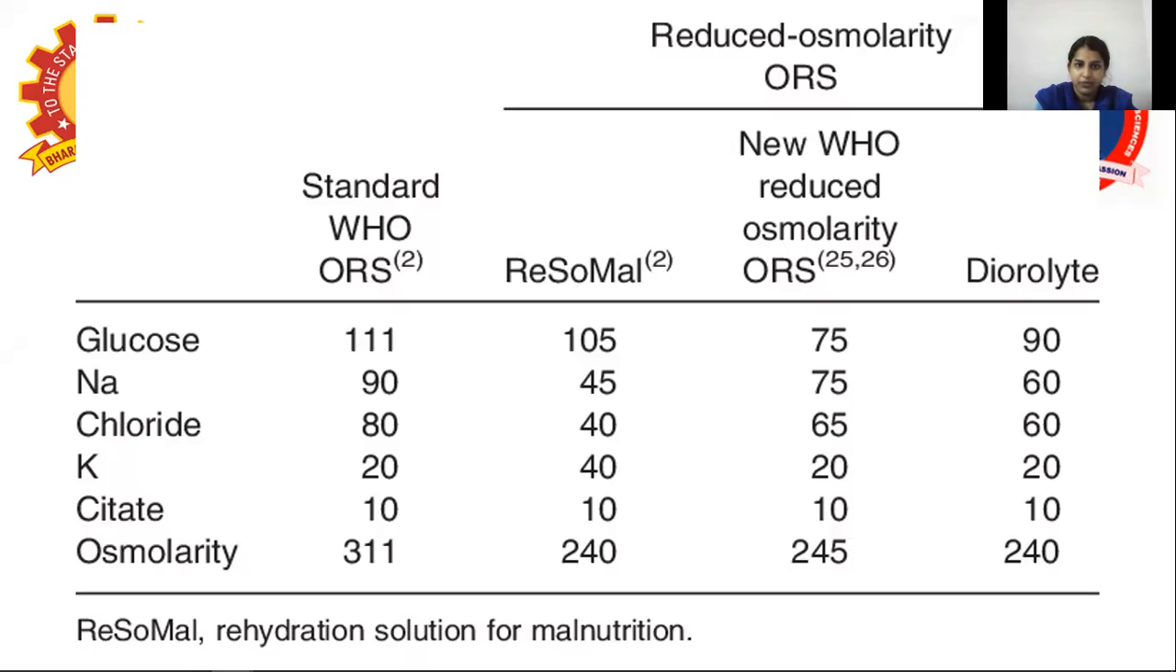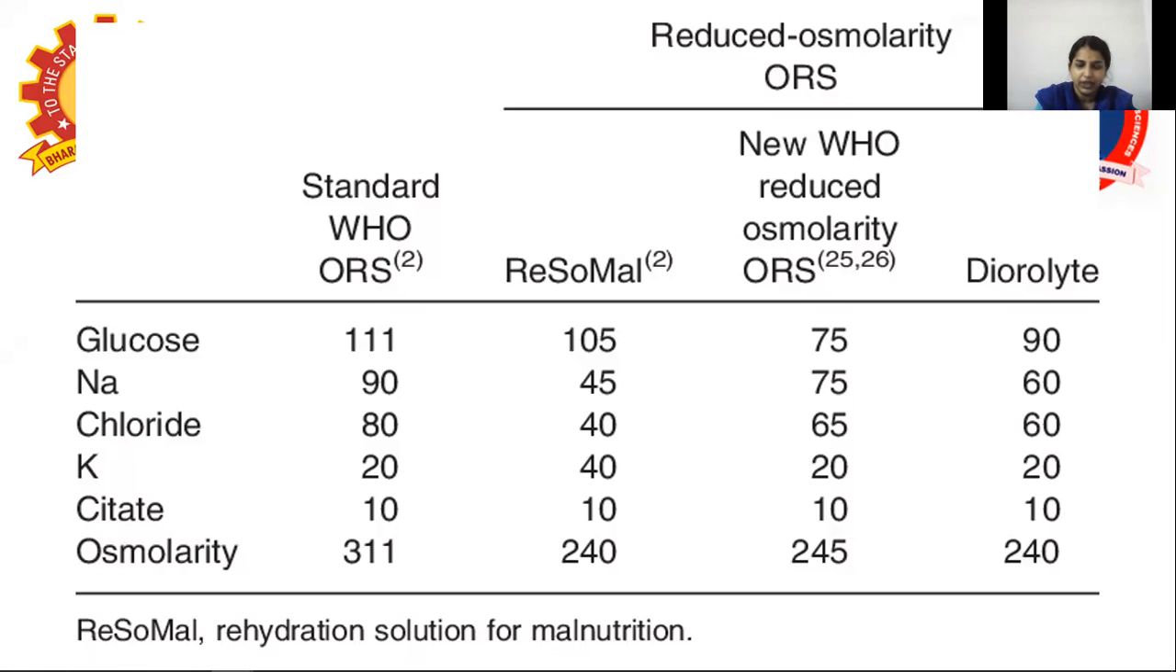So, what is the composition of the ORS that is available? Initially, the standard ORS had an osmolality of about 311 milliosmoles per liter. Now, the new WHO reduced osmolarity ORS is around 245, which contains 75 glucose, 75 sodium, 65 chloride, 20 potassium, and 10 citrate.